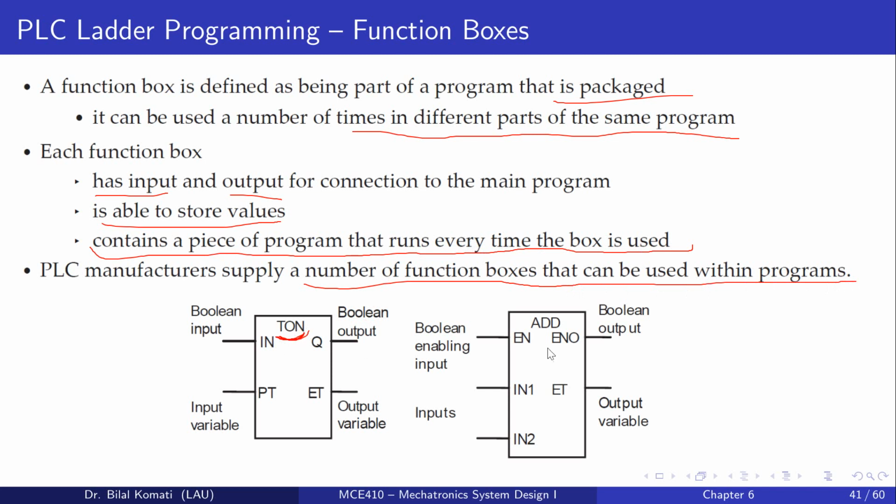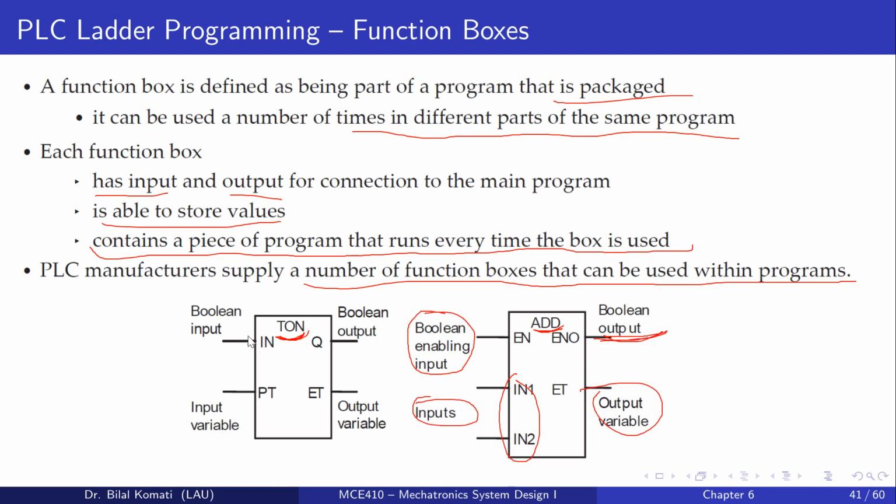Okay, and the other one is an add. Here, for example, if we have a Boolean enabling input, so if we enable the addition, we can add inputs 1 and 2, and here we can give the output value. And we may have an output Boolean to say, okay, now the operation is done or something like that.